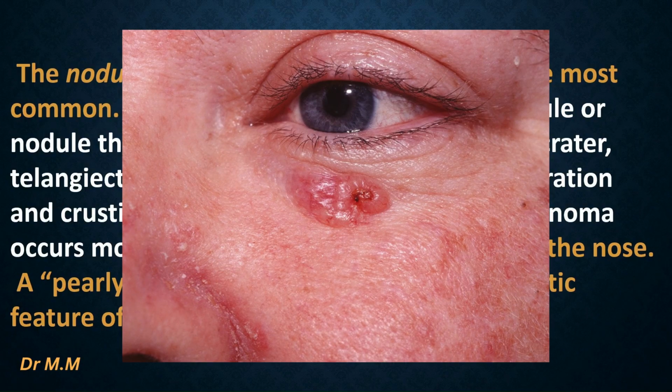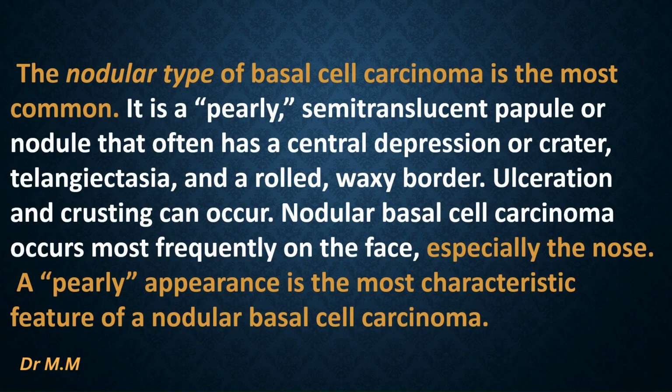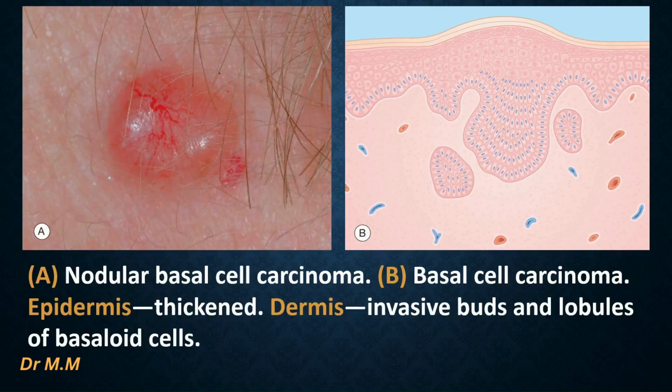It is a pearly, semi-translucent papule or nodule that often has a central depression or crater, telangiectasia, and a rolled waxy border. Ulceration and crusting can occur. Nodular basal cell carcinoma occurs most frequently on the face, especially the nose. A pearly appearance is the most characteristic feature of a nodular basal cell carcinoma.